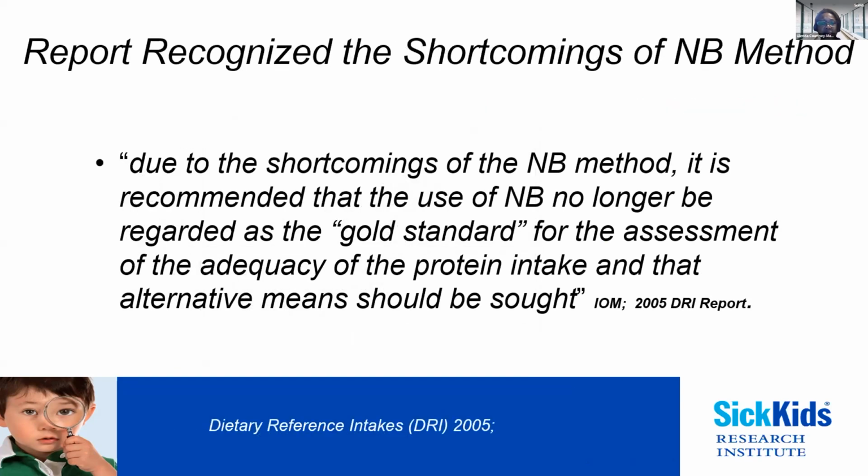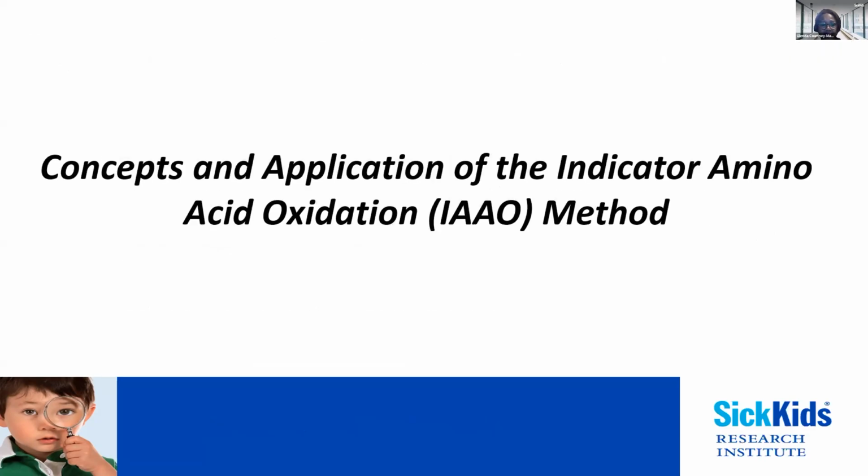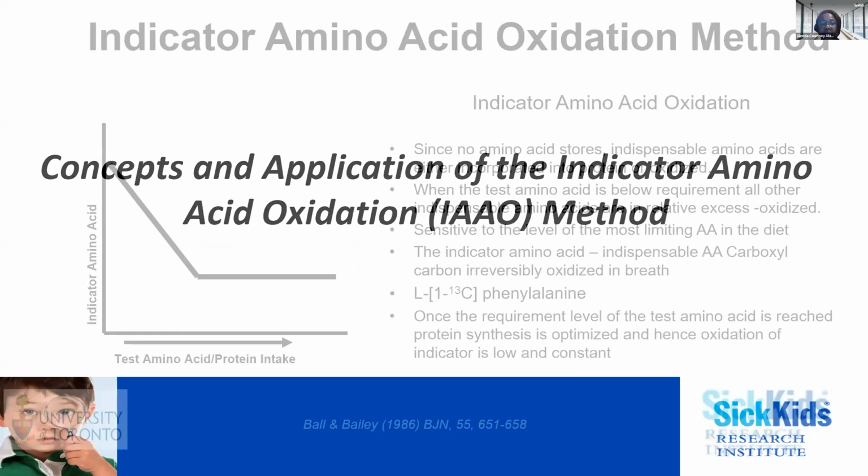Now, nitrogen balance is a pretty elegant method, but its application is pretty challenging. And so the DRI committee at the time, who set the recommendations for protein, concluded that due to the shortcomings of the nitrogen balance method, it is recommended that the use of nitrogen balance no longer be regarded as the gold standard for the assessment of the adequacy of the protein intake and that alternative methods should be sought. And so our group decided to apply the indicator amino acid oxidation method to study protein requirements.